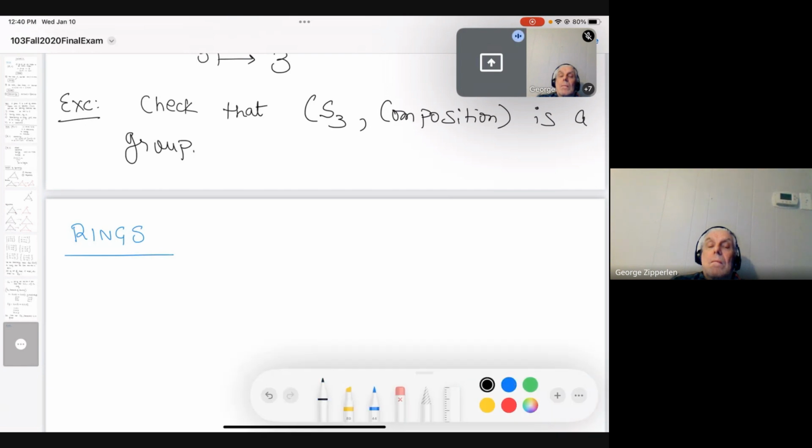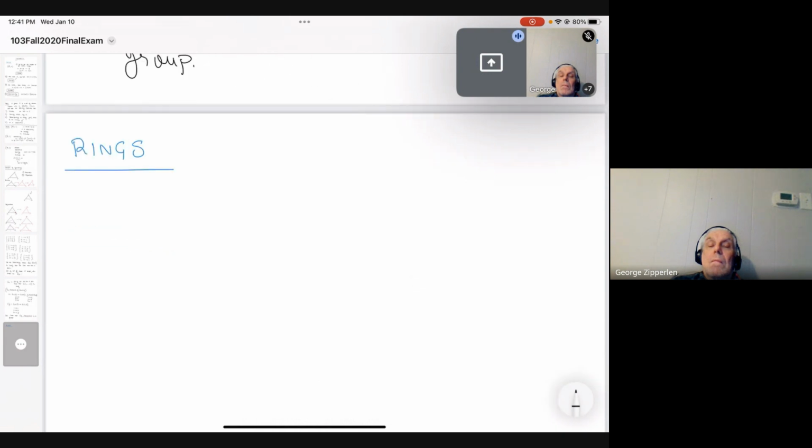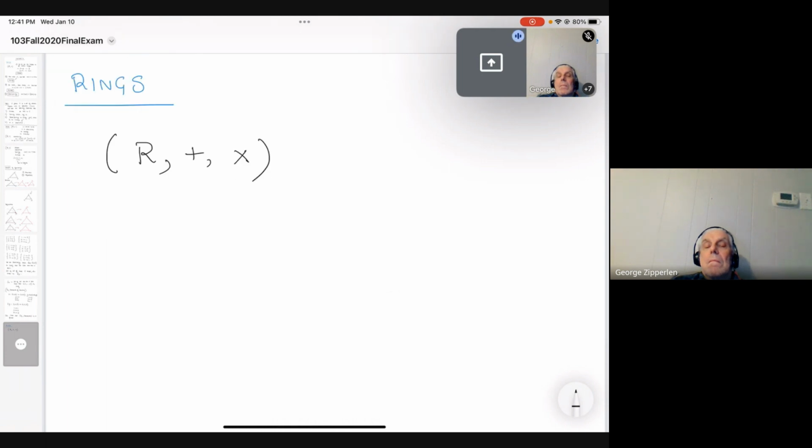Like we had groups, a ring also, think of it as a set. Let me call this R. But now instead of one operation, remember on groups, we had a single operation, right? A set and an operation. Now instead of one operation, I have two operations. I'll call them addition and multiplication, such that the following properties hold.